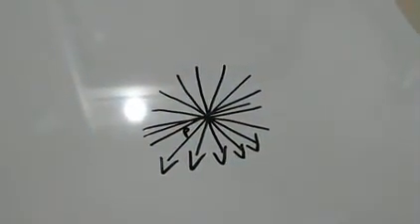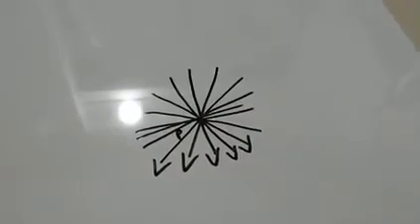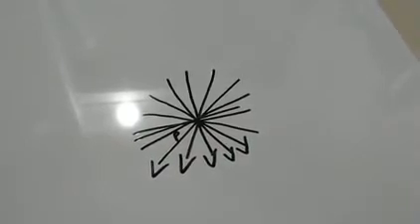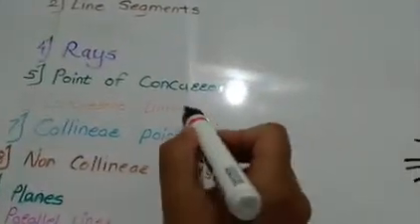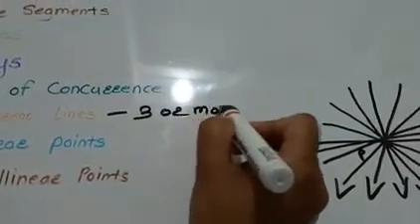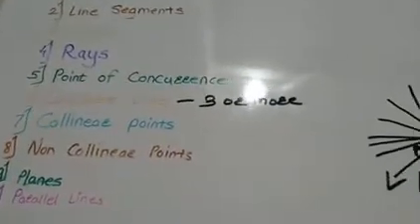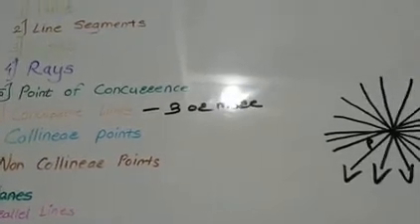We can denote that point by giving it any capital letter, and the lines which pass through that point are called concurrent lines. The condition for concurrent lines is that there should be 3 or more lines. That means the minimum number of lines required to prove concurrent lines is 3, either 3 or more than 3.